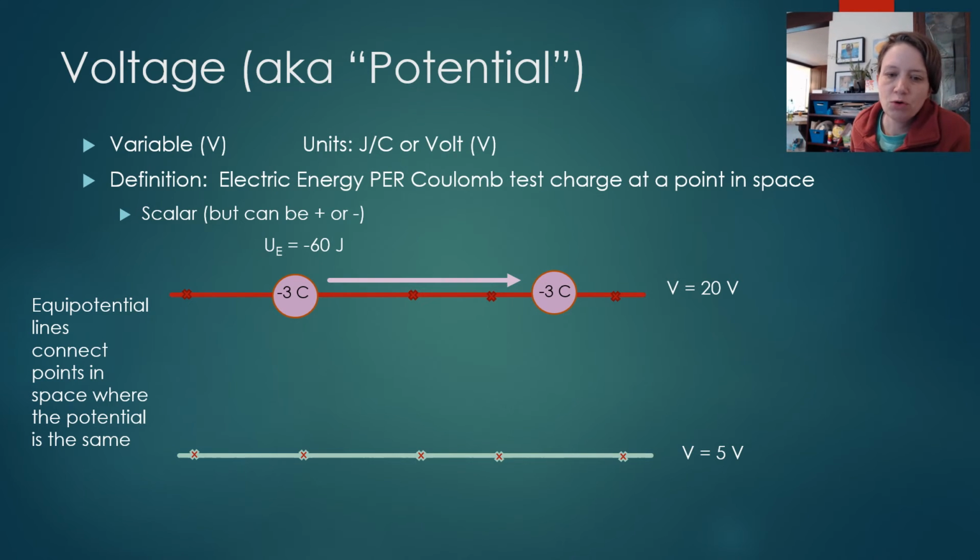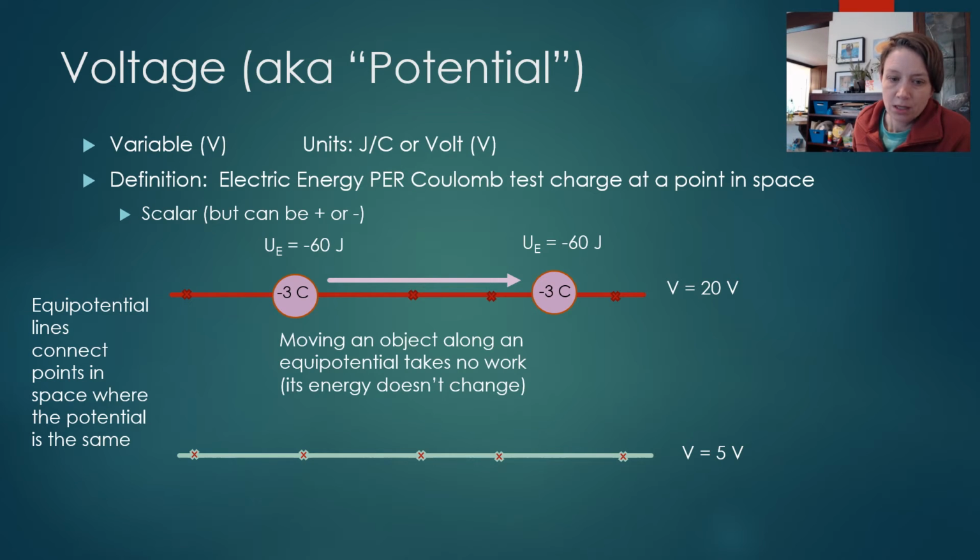If I then decided to move my little test charge from one spot to another spot while staying on that 20 volt potential, and then I calculated my electric energy again, you'd find the same amount of electric energy. It's 20 joules per coulomb multiplied by negative 3 coulombs. We're going to have still negative 60 joules of energy. So in other words, moving a charged object along an equipotential line takes no work. Its energy doesn't change. That's just like taking my coffee cup and moving it along an equigravitational line. Even though it's moving, I'm not actually changing the gravitational energy. Same way I'm not changing the electrical energy of this test charge.